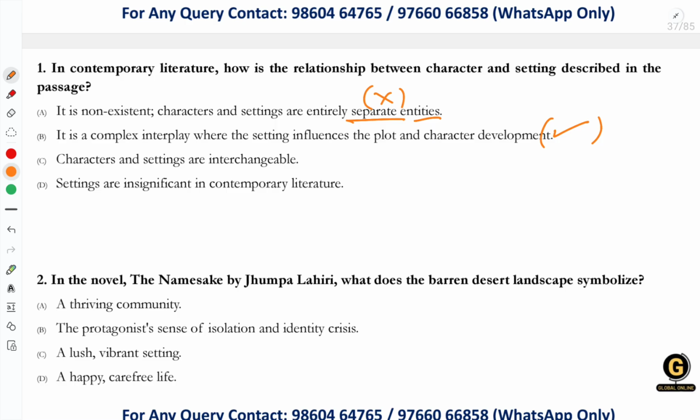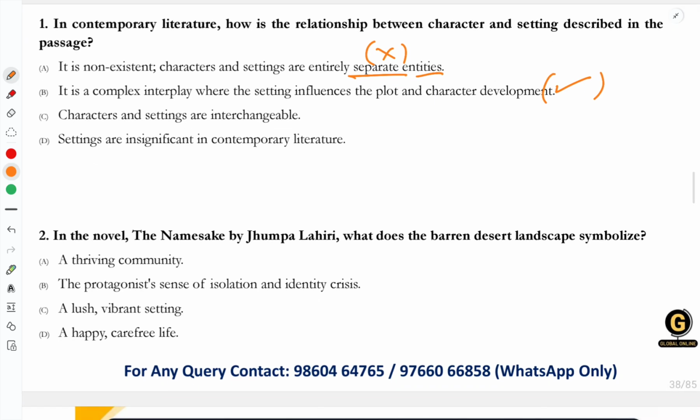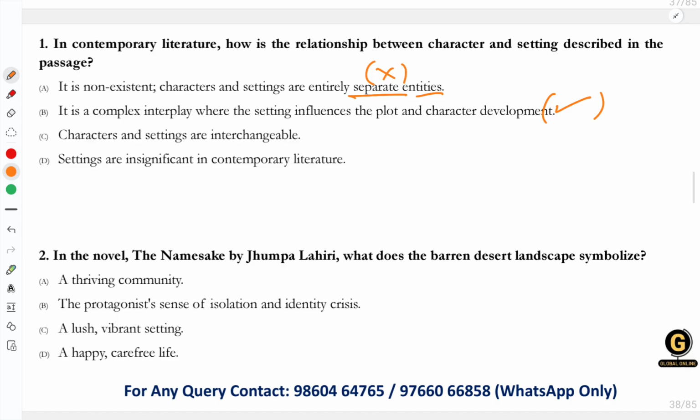Okay, next question. In the novel The Namesake by Jhumpa Lahiri, what does the barren desert landscape symbolize? A thriving community, a protagonist's sense of isolation and identity crisis, a lush, vibrant setting, a happy and carefree environment. So both of these options are clear-cut wrong. Why? Because a lush and vibrant setting is talking about Kerala's setting, right? We have seen in Arundhati's point.